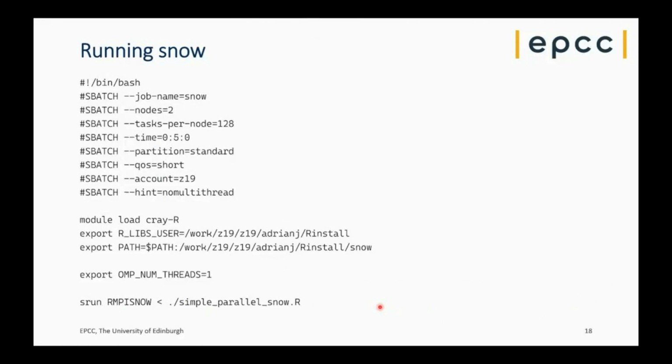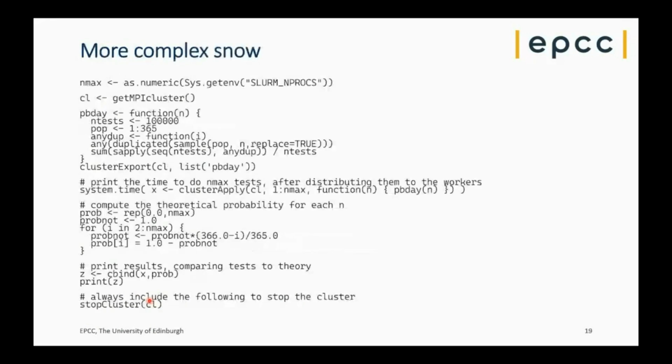In terms of then running it, how do we create a batch script and run the parallel application on the system here? Well, we can use a helper thing that snow provides, or Rmpi provides, which is a little program which will run your application for you. So our standard batch script is the same as normal. We then load the Cray R library, initialize our environment variables and paths, and then we just do srun RMPISNOW, pass in our application, our program to it, and then that should just run it as normal for us.